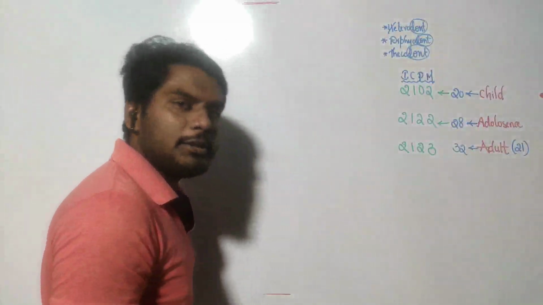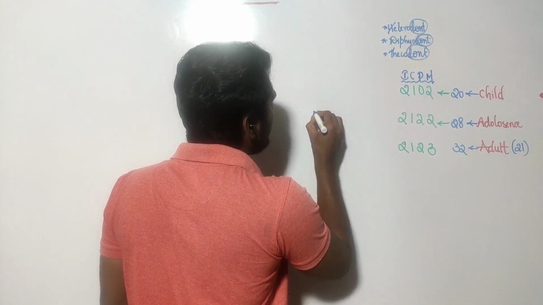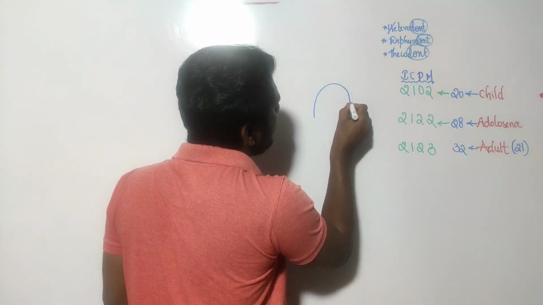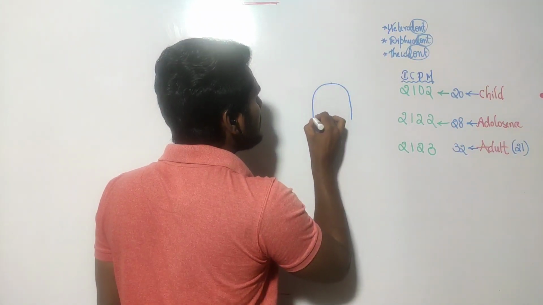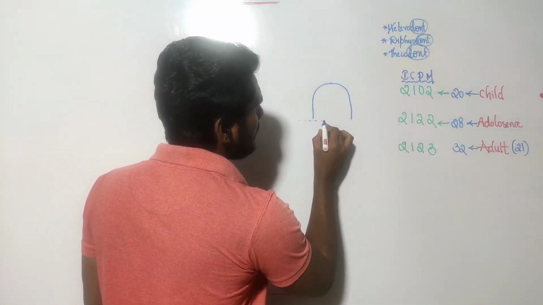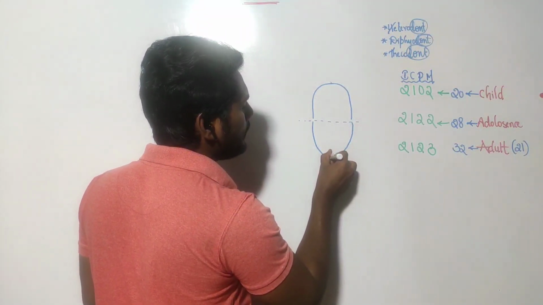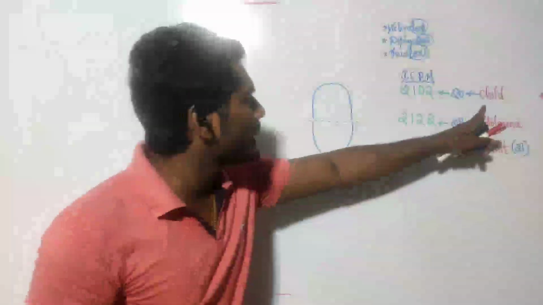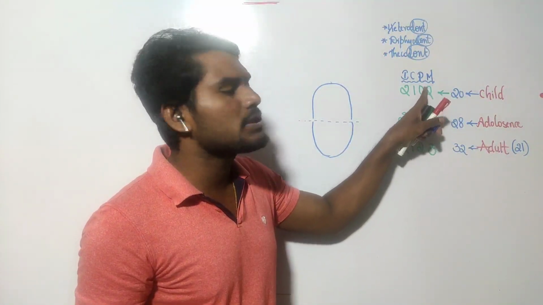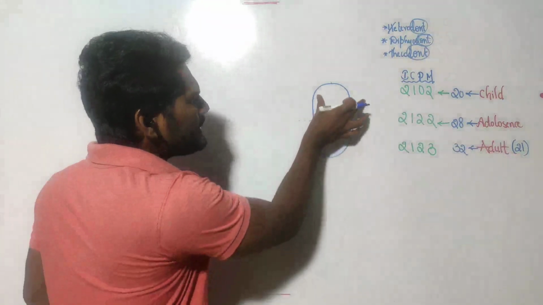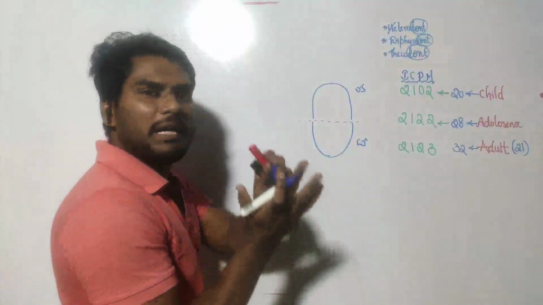Whenever we split those jaws, how can we see this? Just remember, this is the upper jaw and this is the lower jaw. I am talking about children. How many teeth do children contain? 20. What is the formula? 2102.